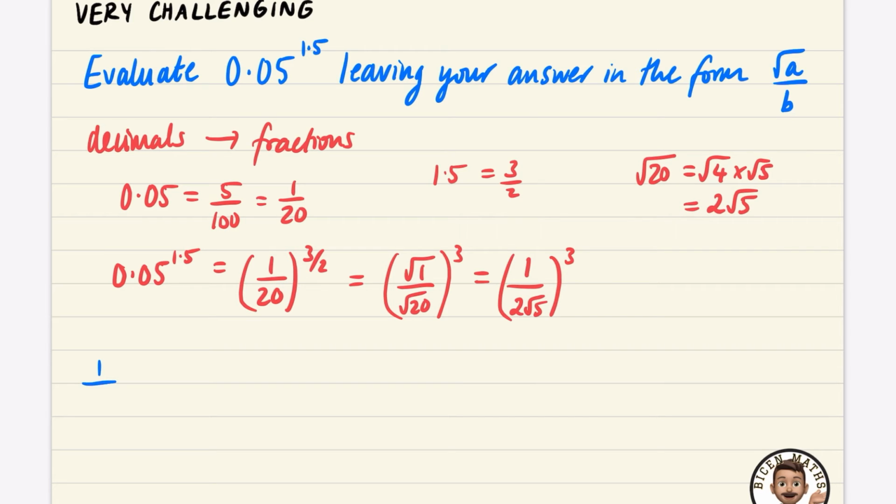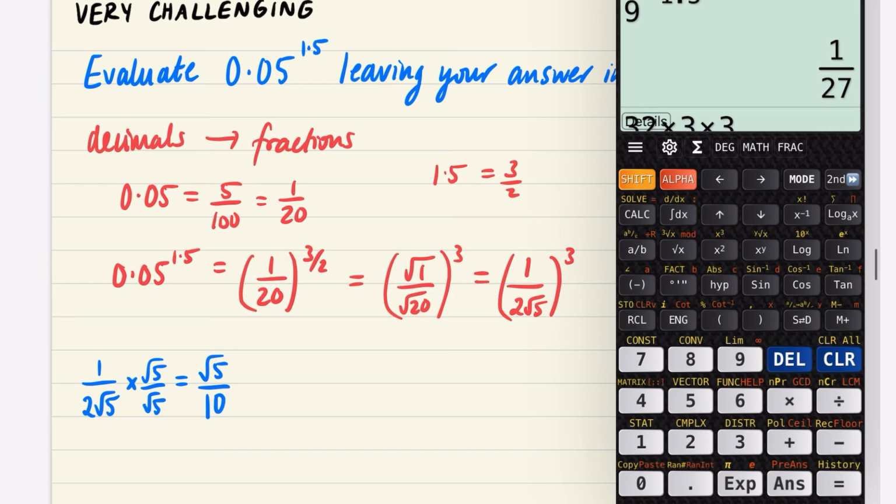So somewhere else on the page, I've got 1 over 2 root 5. If I want to rationalize this denominator, I'm going to multiply the top and bottom by root 5. You need to recap surds if you're not sure what I'm talking about here. 1 times root 5 is root 5, and 2 times root 5 times root 5 is 2 times 5, which is 10.